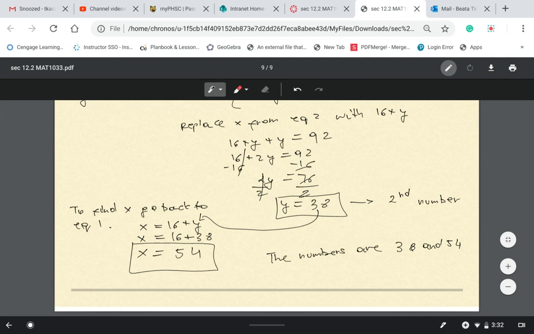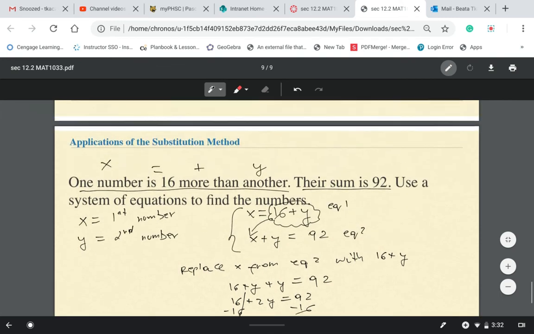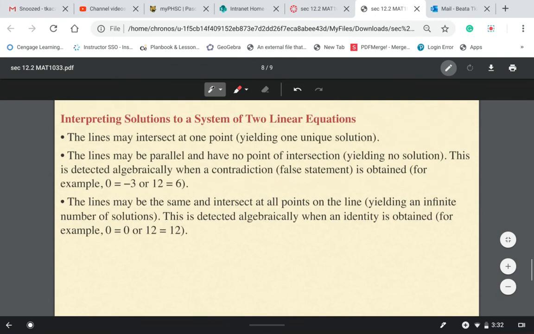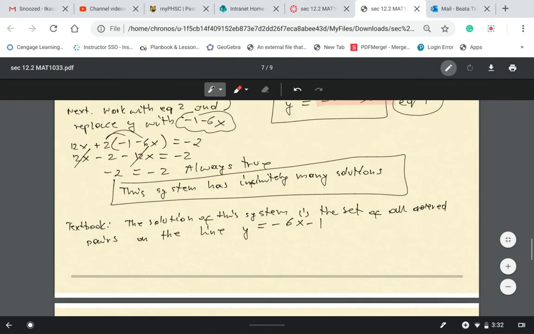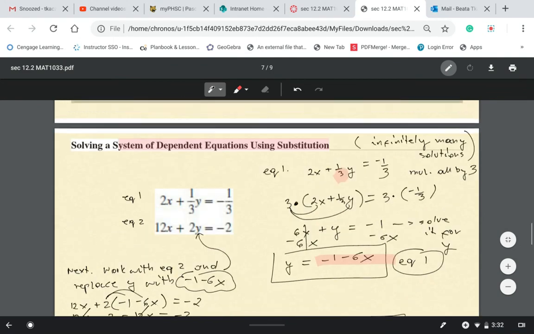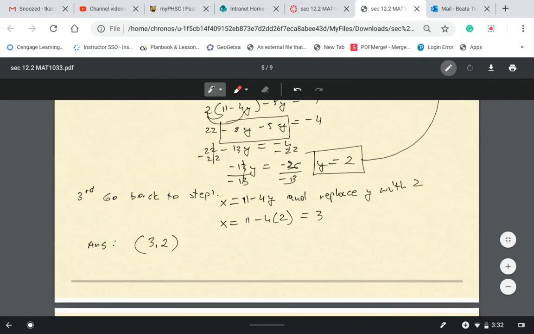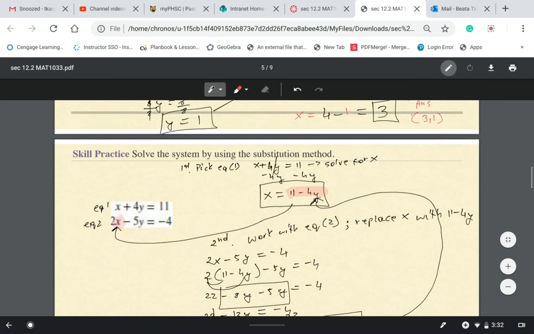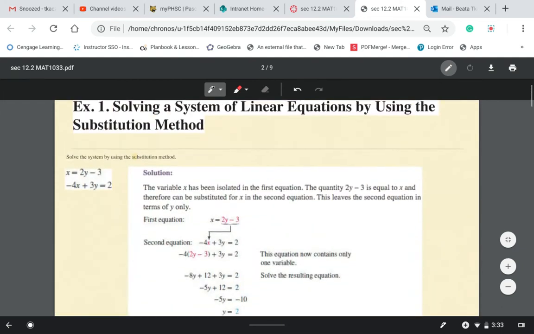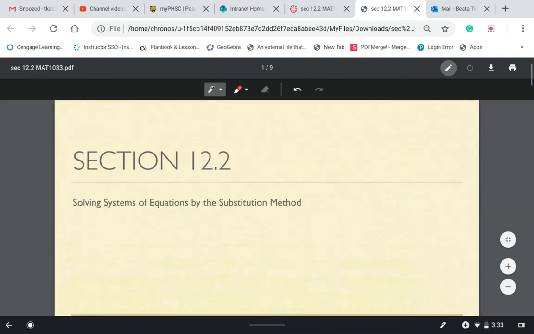This is the end of section 12.2. Hope you guys feel comfortable with this lecture. Make sure that you practice those problems on homework. And tomorrow, I will upload for you guys a lecture from section 12.3, which is also about systems of equations, but I will introduce the elimination method. Sometimes they call it the addition method.